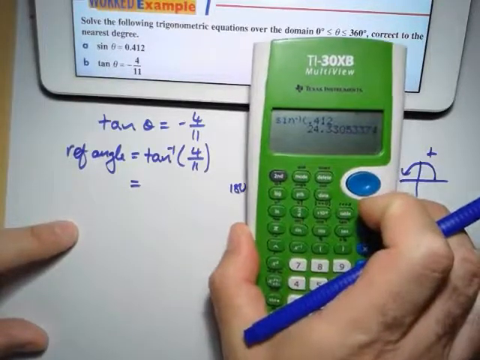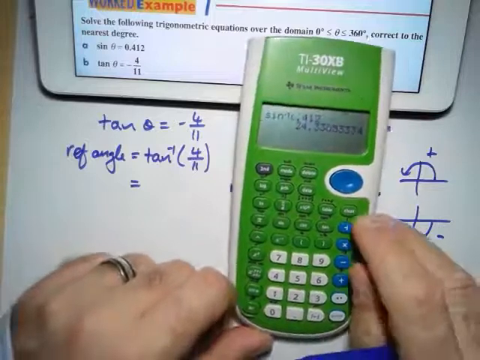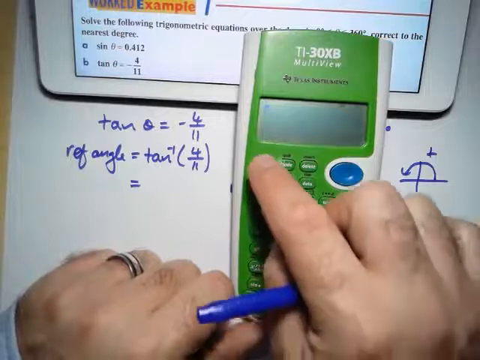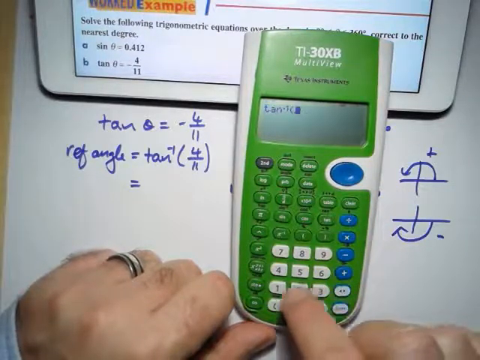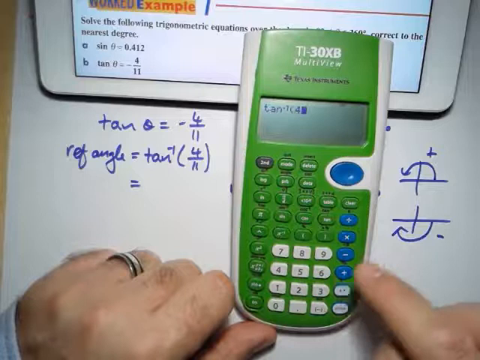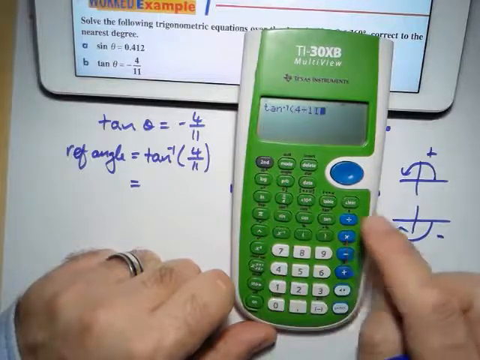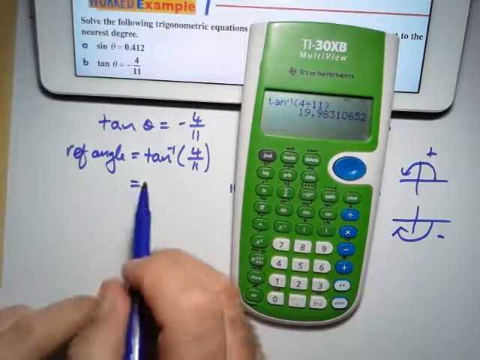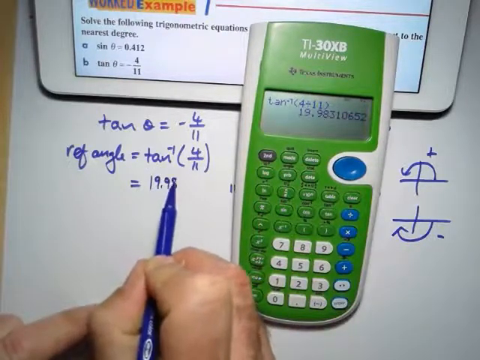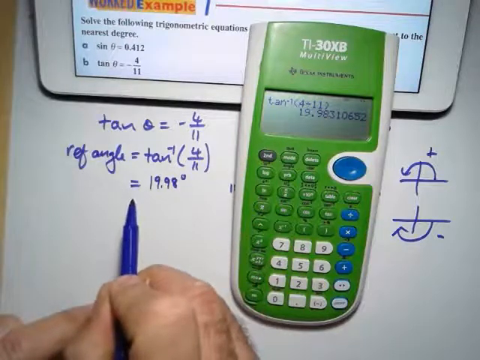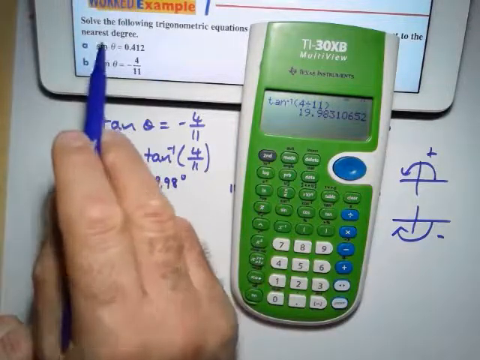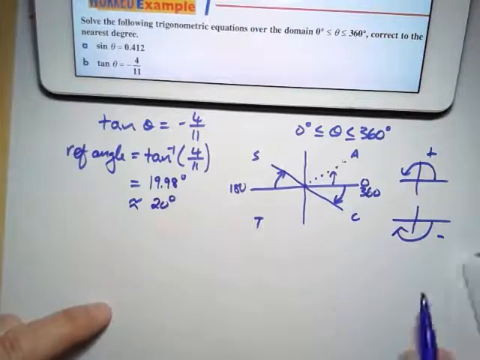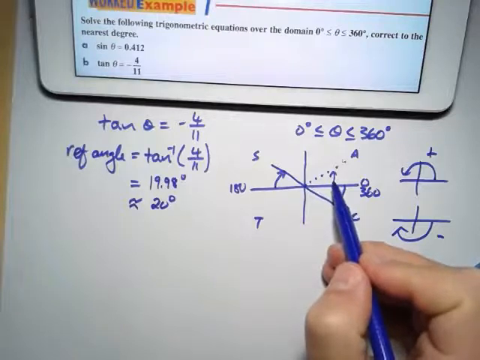I'm going to do that on my calculator. Clear, okay, let's put it on again, clear. I'm going to say inverse tan, arctan of 4 divided by 11, close bracket, enter. 19.98 degrees. They say to the nearest degree, so the nearest degree is therefore 20 degrees. So it means that in my first quadrant that would have been 20 degrees.